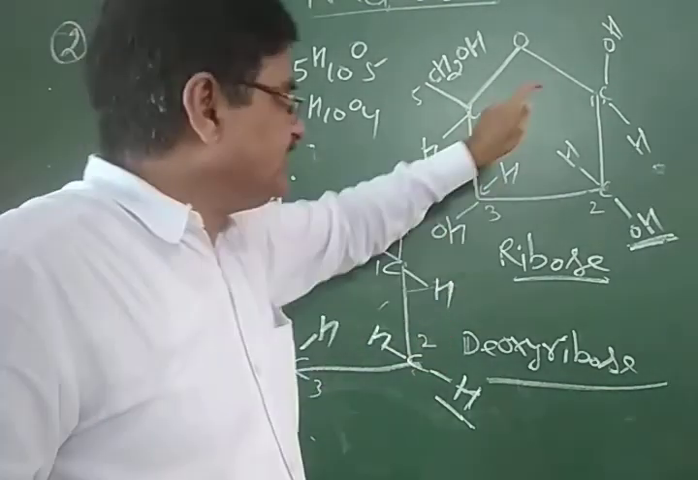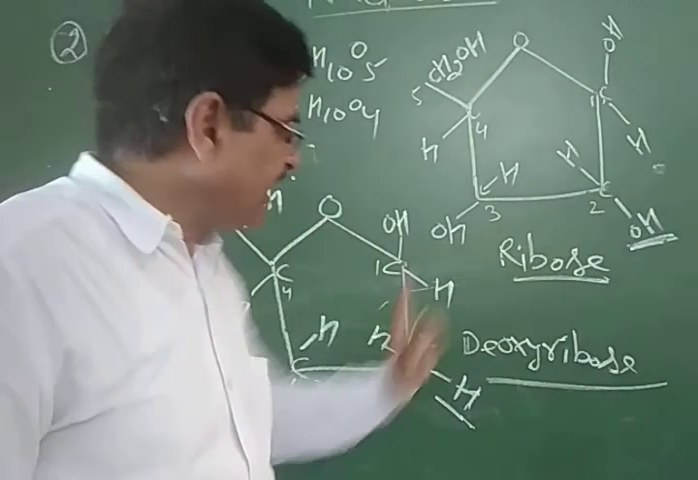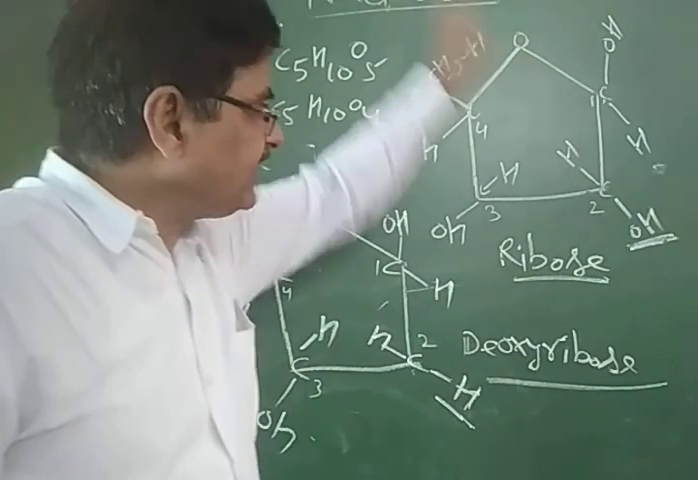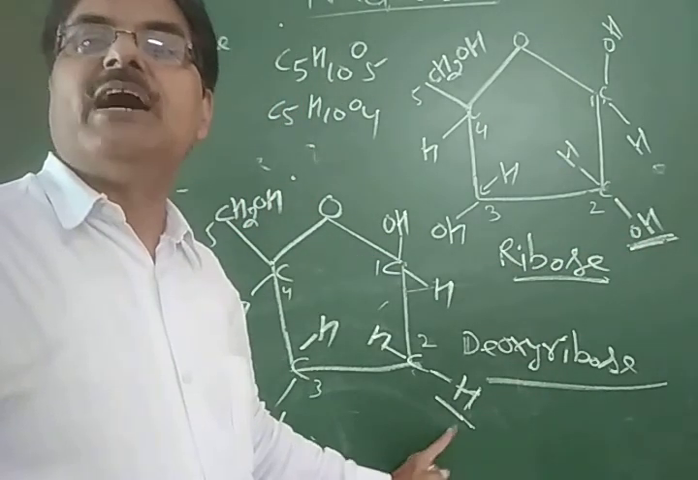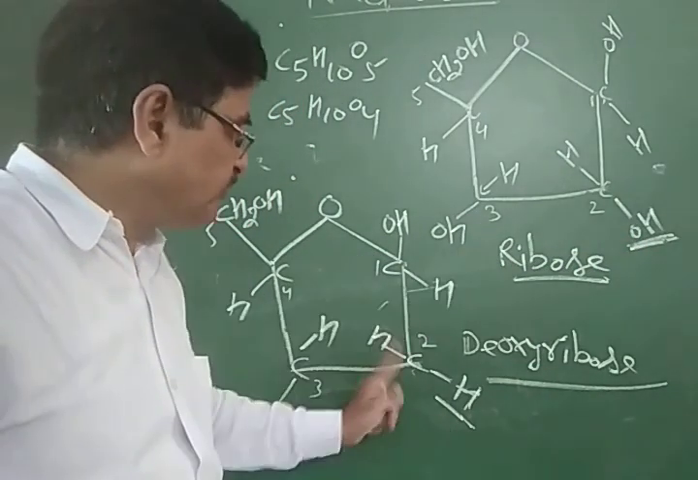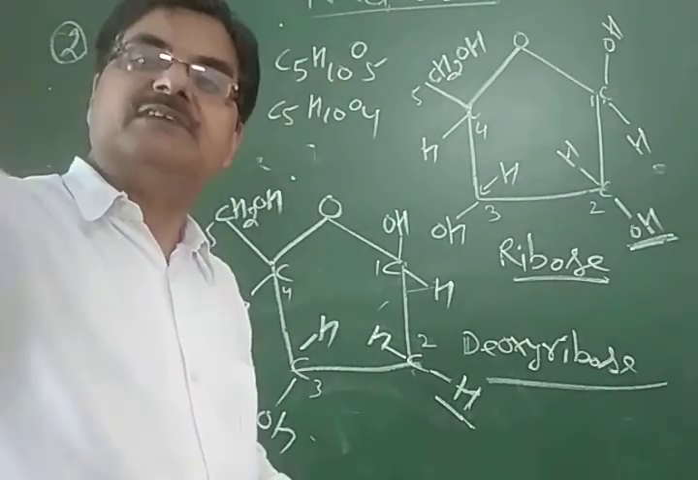So the difference between ribose and deoxyribose is at the second carbon position. At the second position there is the hydroxyl group in ribose, but in deoxyribose there is no hydroxyl group. This position is a very important group that we will discuss in the next video.